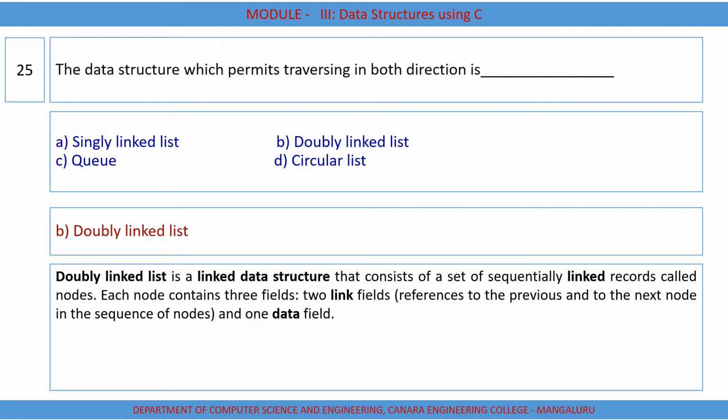A double linked list is a linked data structure that consists of a set of sequentially linked records called nodes. Each node contains three fields. Two fields are link fields to contain the address of the previous node as well as the next node, and one is a data field consisting of the information or data.